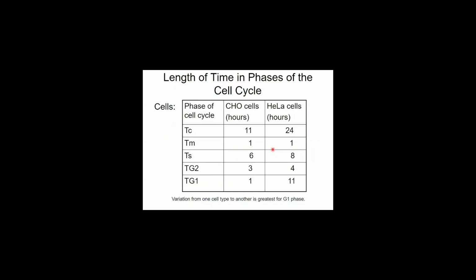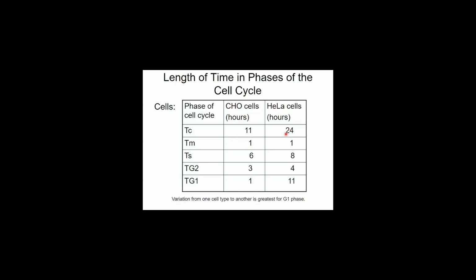So early studies on doing cell cycle analysis said, let's compare two different cell types. There are Chinese hamster ovary cells, and there are HeLa cells. They're both transformed. They're both cells that are cancers. Let's compare them for their cell cycle time. So the total cell cycle time for the CHO cells was 11 hours, but for the HeLa cells, it was double that. It was 24 hours.